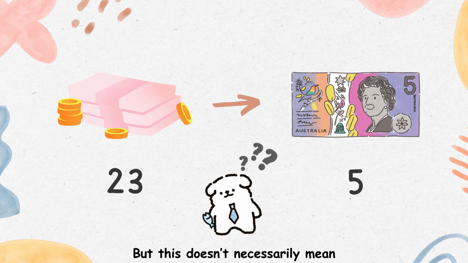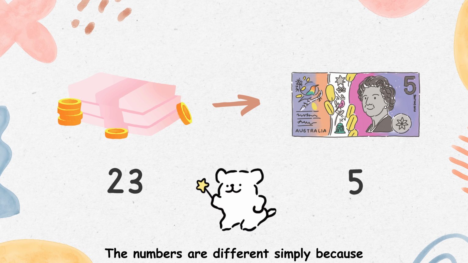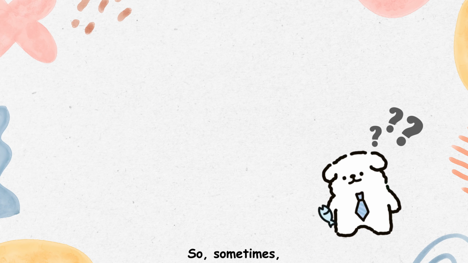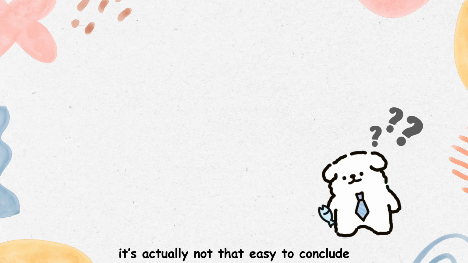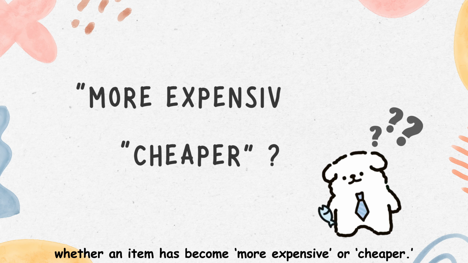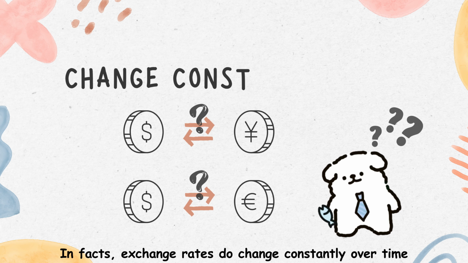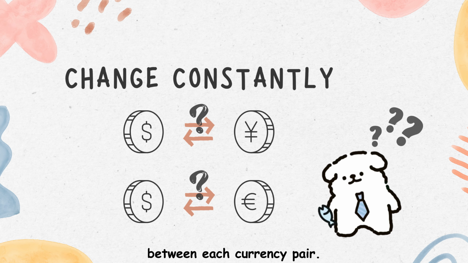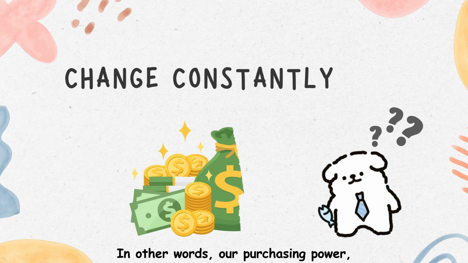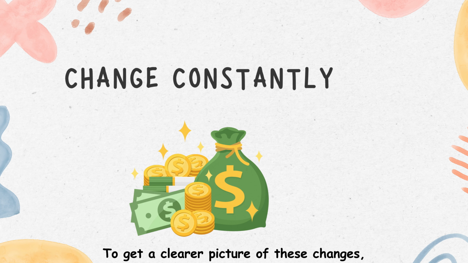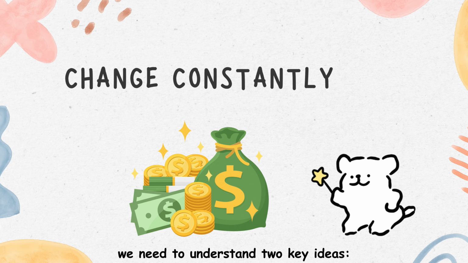But this doesn't necessarily mean the burger itself has become more expensive. The numbers are different simply because we're measuring the burger's value in different currencies. So, sometimes, it's actually not that easy to conclude whether an item has become more expensive or cheaper. In fact, exchange rates do change constantly over time between each currency pair. In other words, our purchasing power, or how much we can actually buy with our money, is not always the same.